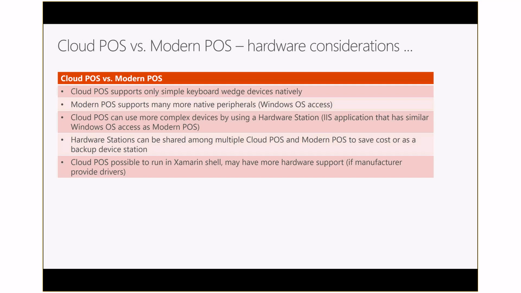And as shown already in the slide before, hardware stations can be shared between two as backup, for example, or for other reasons. Also, with the latest Retail SDK, we're shipping a Xamarin shell, which allows us to host Cloud POS in a shell that may allow different hardware support and running on different OSs. This, of course, requires that the manufacturer provides a driver for that Xamarin shell.